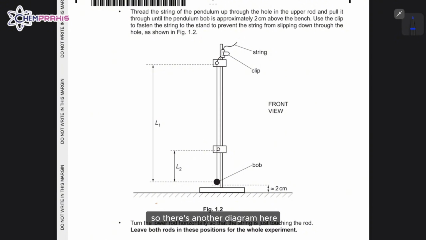So there's another diagram here, where we'll need to thread the string of the pendulum up through the hole in the upper rod and pull it through until the pendulum bob is approximately 2 cm above the bench. Then we'll need to use a clip to fasten the string to the stand to prevent the string from slipping down the hole. As we can see from the diagram, this will be an oscillation experiment. So now let's just follow through the instructions and set up the apparatus.